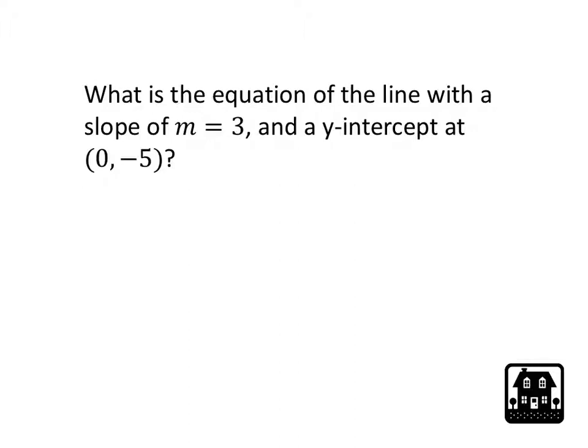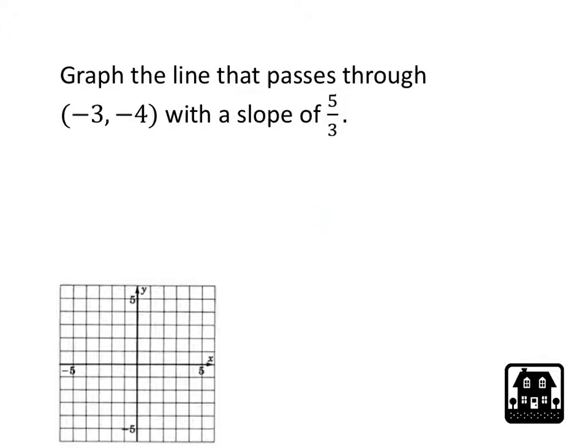What is the equation of the line with a slope of 3 and a y-intercept that crosses the y-axis at -5? That is very easy. You just use your slope-intercept form, y equals mx plus b, and leave y and x alone. Plug in 3 for m, and then for b, we're going to put -5. And that's it.